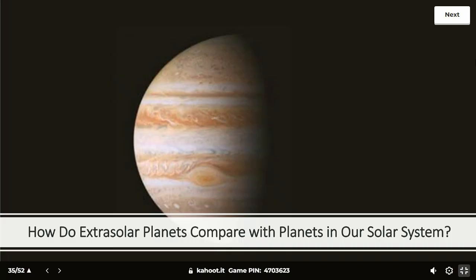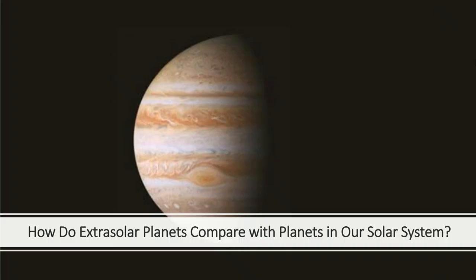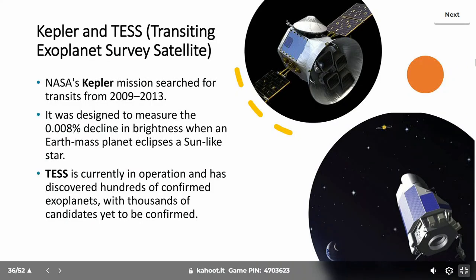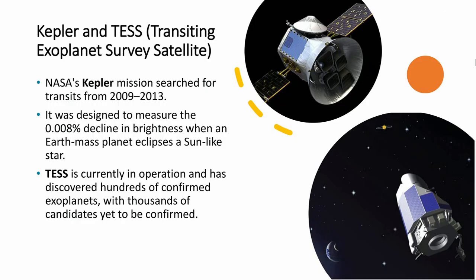So that's the type of data that we can get from these exoplanets. So we've done these studies. Now let's compare what we see around other stars to the planets that we have in our own solar system. So Kepler and TESS are the two satellites that I mentioned that were launched to study the exoplanet transits, and they've measured between them thousands of exoplanets, and so we have a lot of data to play with.